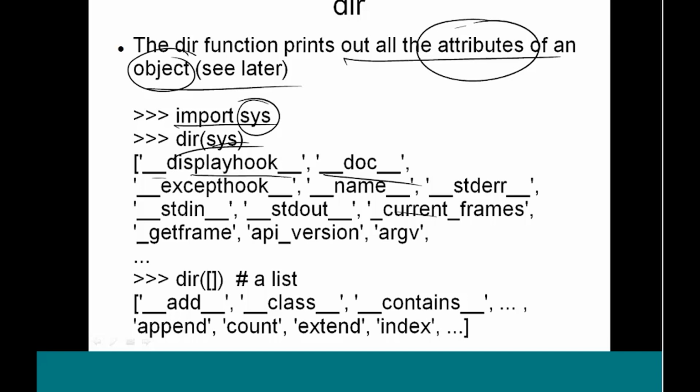And then if you specify dir with square brackets instead of this, then it is a list. Here it displays the attributes for the list, which are add, class, contains, append, count, extend, index, etc. So all the list attributes are displayed when you do this. The square brackets denote that it is a list.